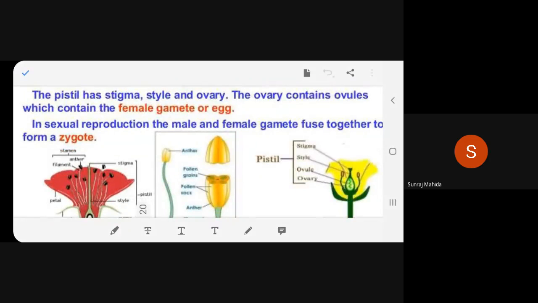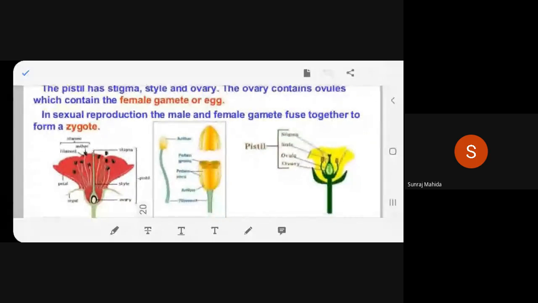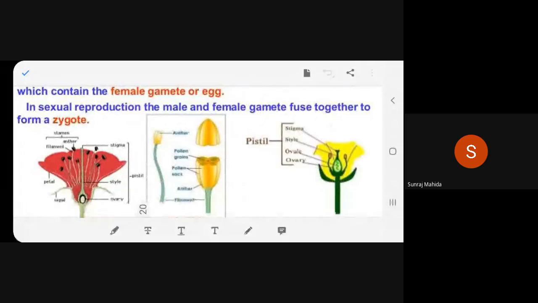The pistil has stigma, style, and ovary. The ovary contains ovules, which contain the female gamete, or egg. Correct. Then in sexual reproduction, the male and female gametes fuse together to form a zygote.